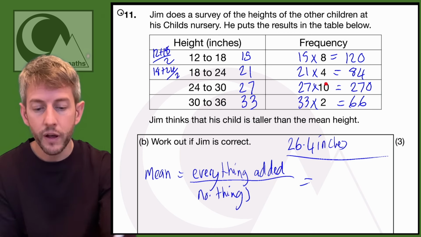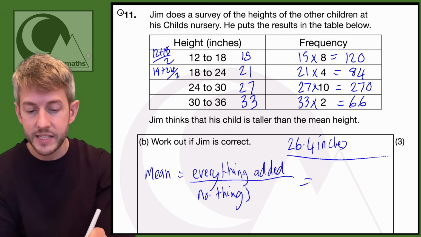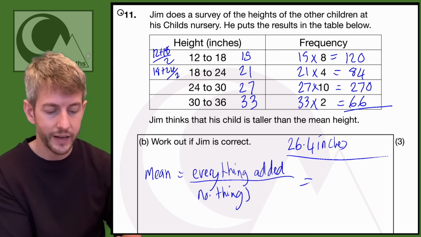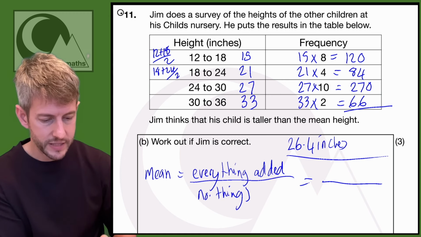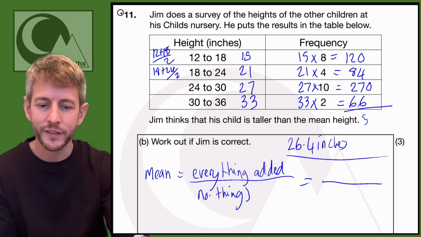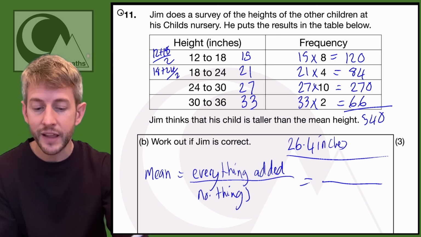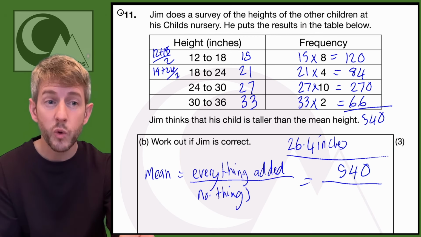So altogether, if I want to know how many inches they all add up to, so that's everything added together, I've got to add all of these numbers together. So I'm just going to do that quickly now. So 120, add 84, add 270, add 66. And so that equals 540. So here we go. We know that all of those kids together, everything added, their heights add up to 540 inches. Now, how many kids were there?